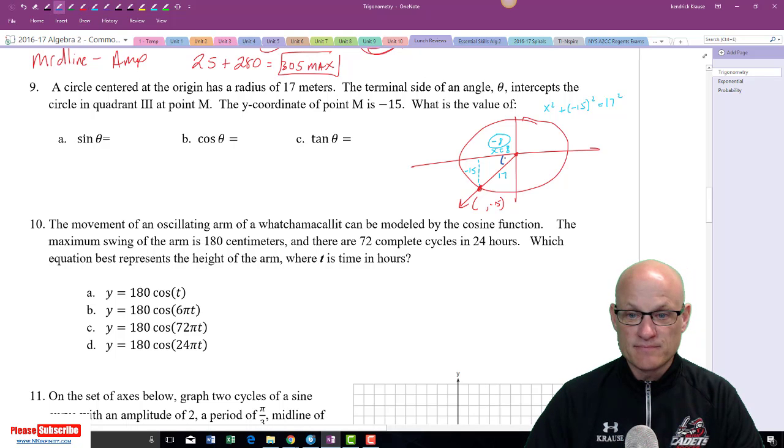All right. Now I want to label this thing opposite, adjacent, and hypotenuse. If this is theta, this is my opposite, this is my adjacent, and this is my hypotenuse. So sine is opposite over hypotenuse, negative 15 over 17. Cosine is adjacent over hypotenuse, negative 8 over 17. And tangent is opposite over adjacent, negative 15 over negative 8, which is really just 15 over 8.